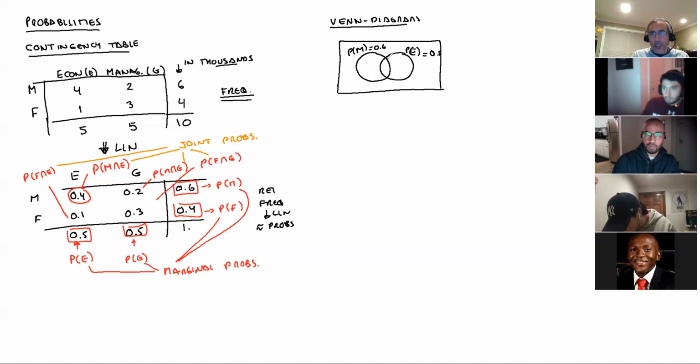So what is this part here? It's the probability of finding a male who at the same time is an economist. Agree with me or not? And of course, we know that this intersection in my example is going to be equal to 0.4.